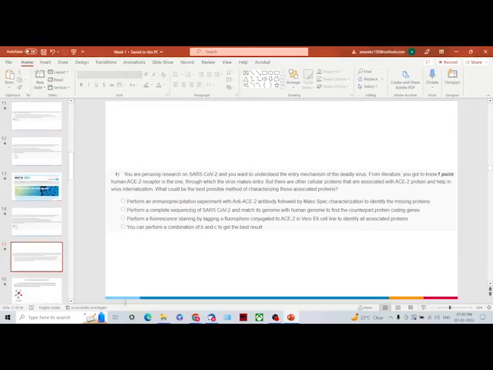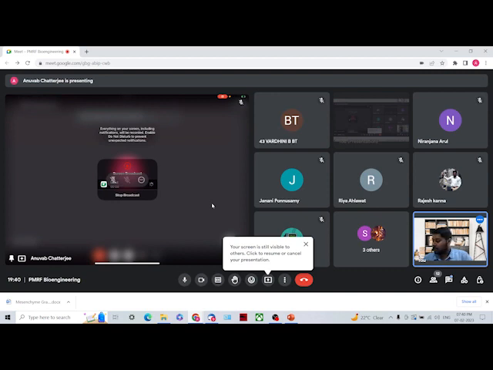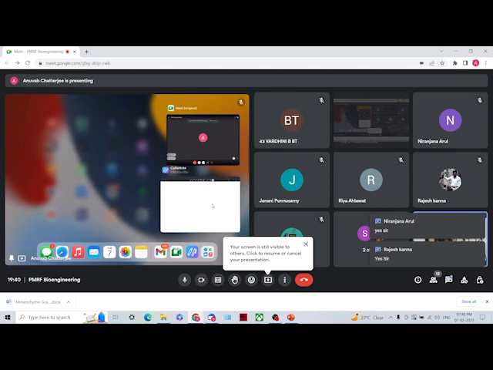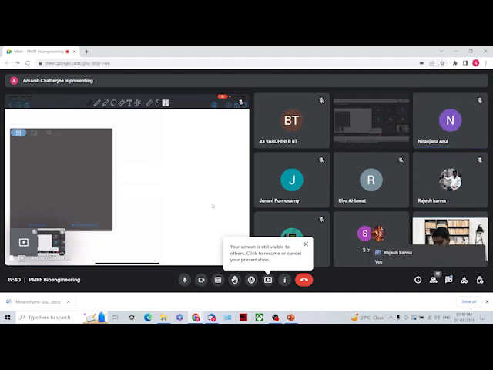So maybe a different screen should be presenting now. Is a different screen presenting? Are you able to see a white screen? Yes, sir. Yeah.